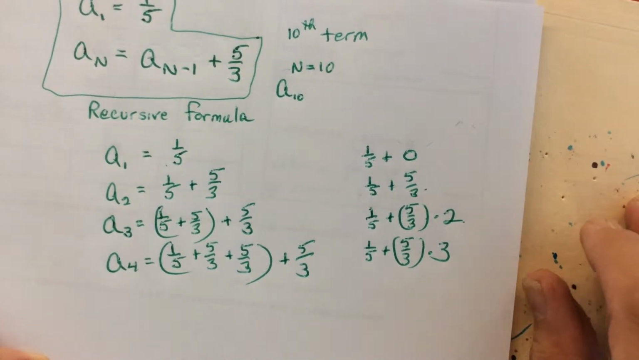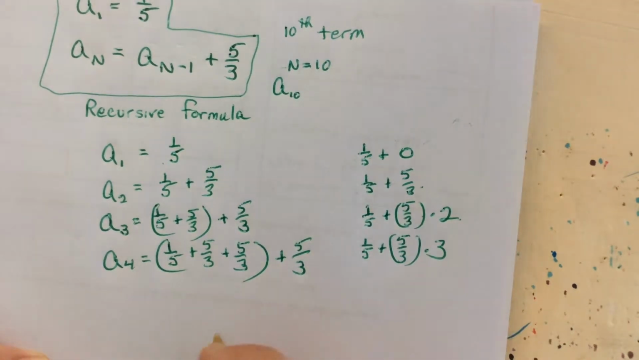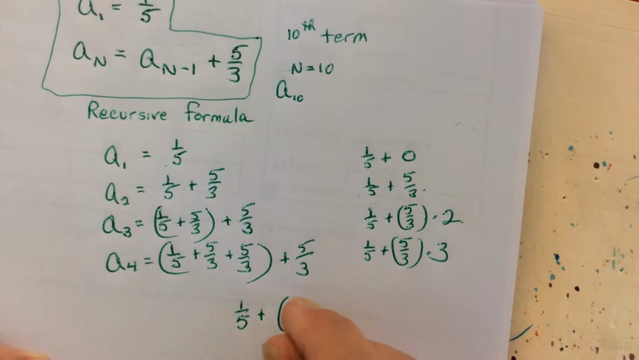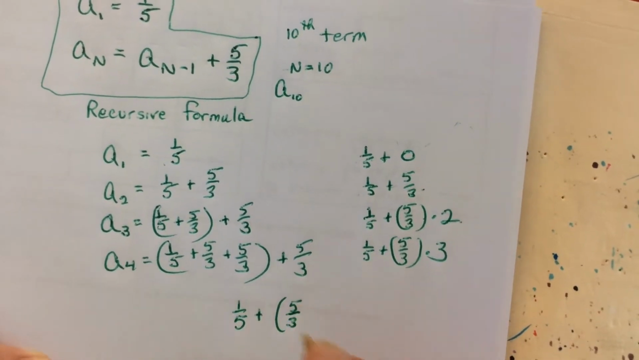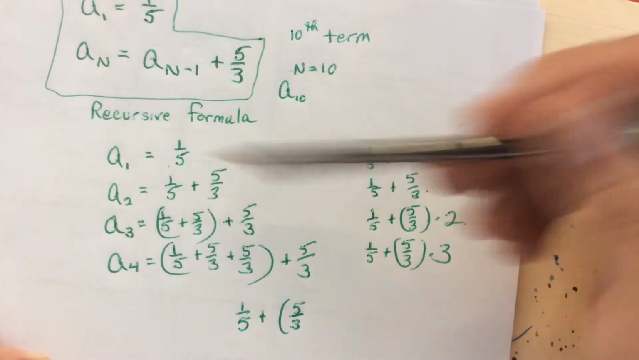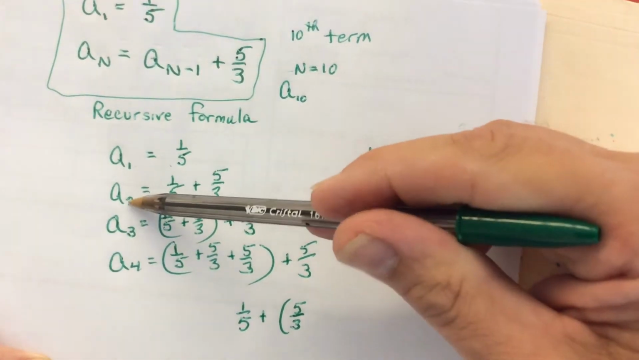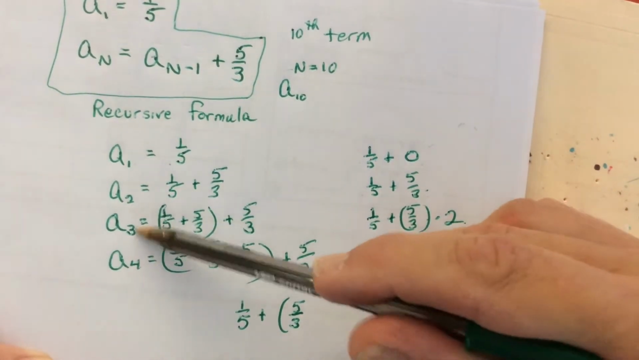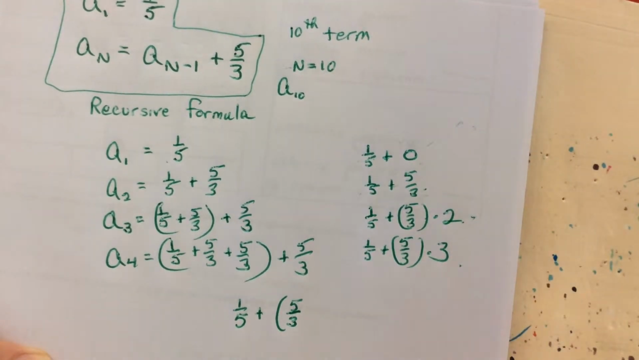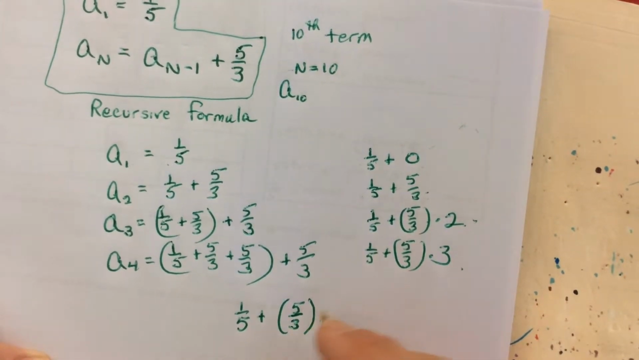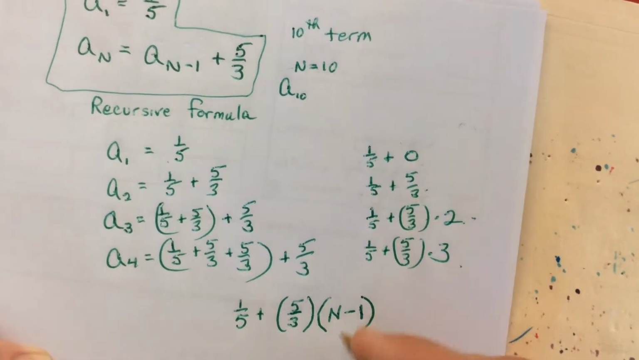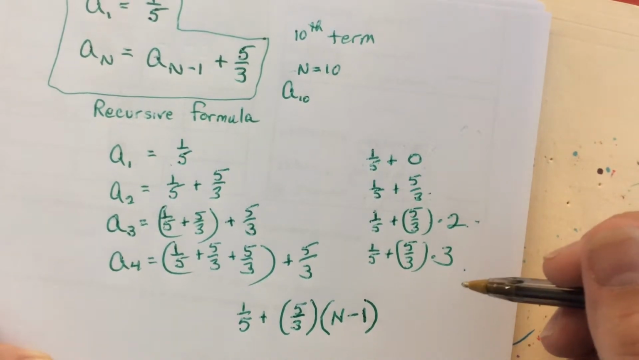I could keep going with this, but there's a pattern that starts to emerge. Basically, you have 1/5 plus 5/3. How many times? Well, it depends on what number in the sequence you're looking for. If you're looking for 1, it's 0 times. If you're looking for 2, it's 1 time. If you're looking for 3, it's 2 times. If you're looking for 4, it's 3 times. Every time, you're going to be multiplying it by the number of the term you're looking for less 1, the one just before it.